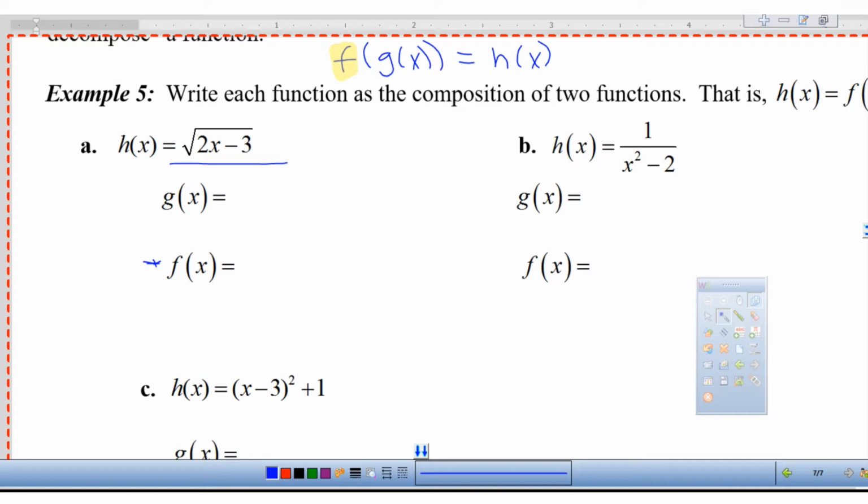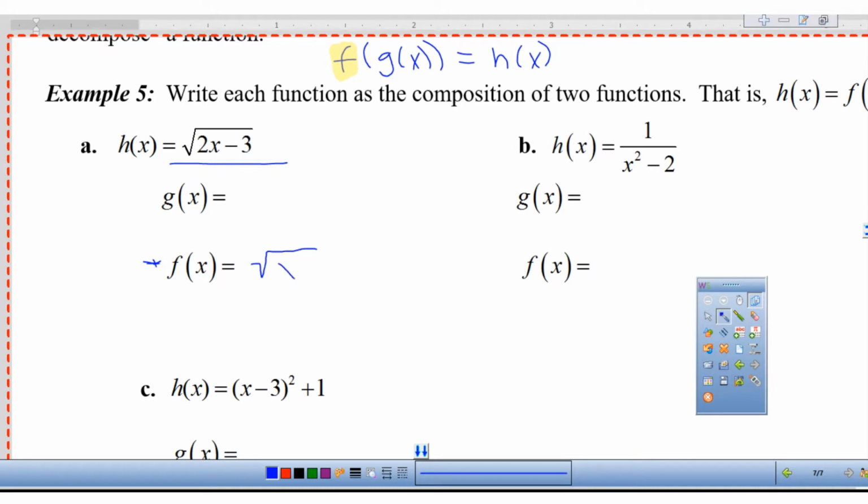So see that f of x? If this is a square root, I'm going to make this a square root. So you make it almost exactly the same, except just a little bit different. Here's an example. If I put an x right there, so f of x was the square root of x, then my question to you is this. What would I have to replace x with to get the square root of 2x minus 3?